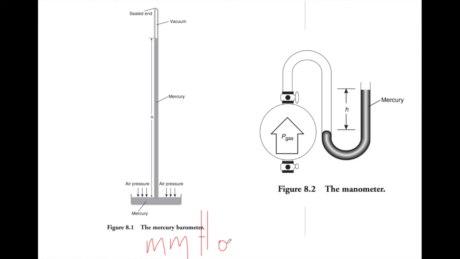So in order to understand that, we need to explain the barometer, the mercury barometer. An evacuated hollow tube sealed at one end is filled with mercury, and then the open end is immersed in a pool of mercury. So we've got mercury and mercury.